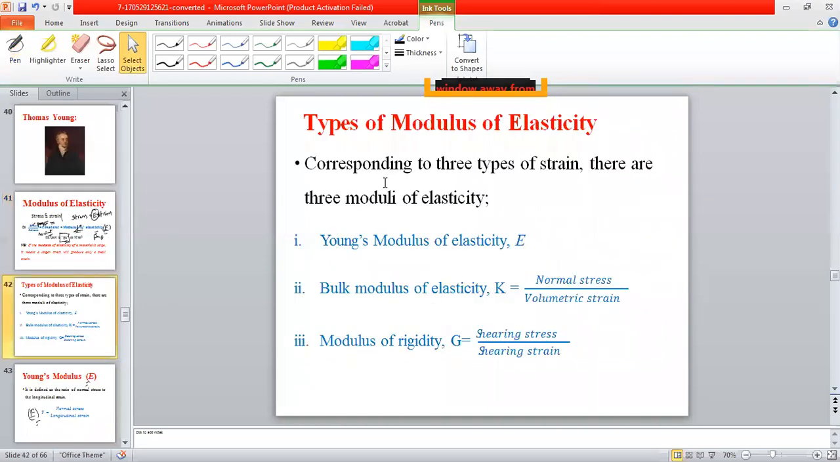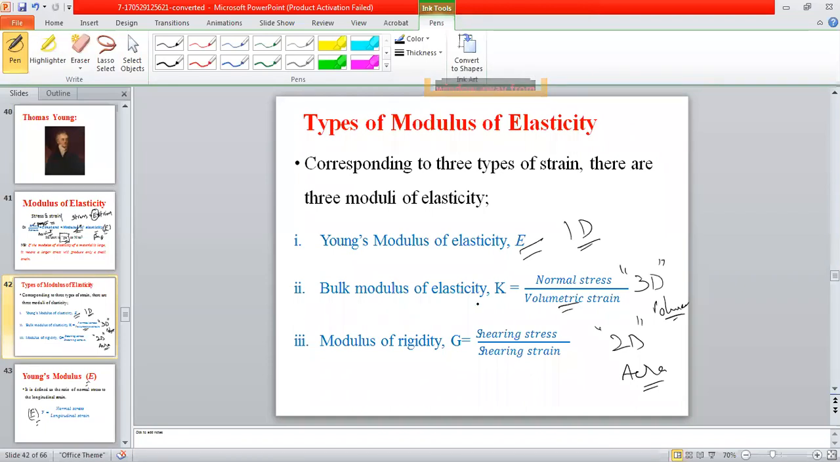So different types of modulus are available in this part. Here we have studied the Young's modulus, that is one-dimensional. The second one is three-dimensional, this is the bulk modulus. And the third one is the shear modulus, it is nothing but two-dimensional. Here the area is considered, and here the volume is considered. The volume is considered for the bulk modulus, and the area is considered for the shear modulus.